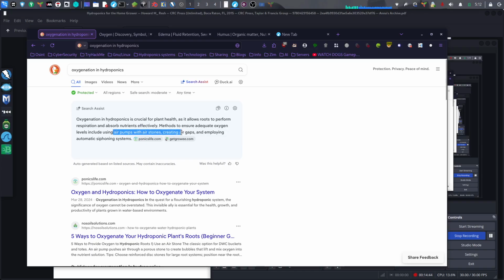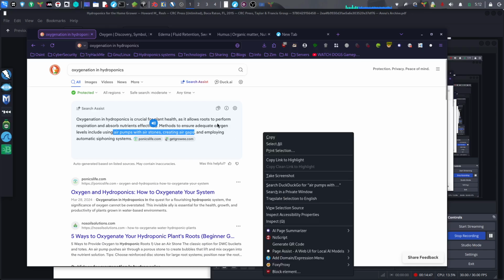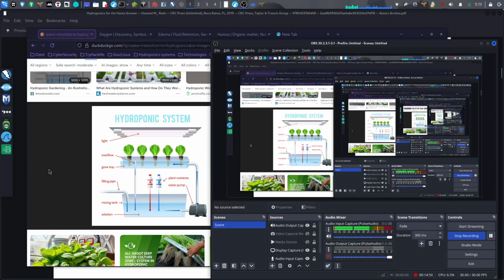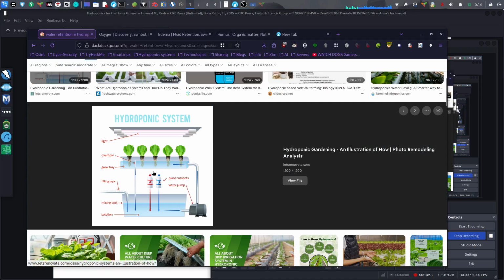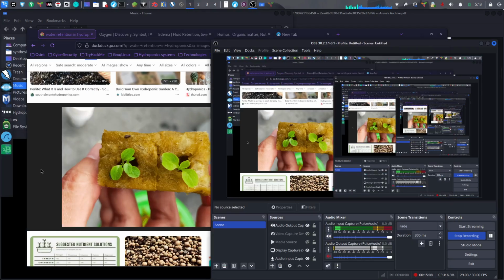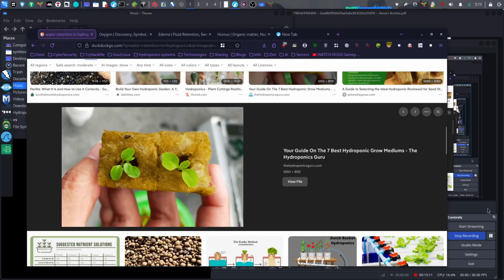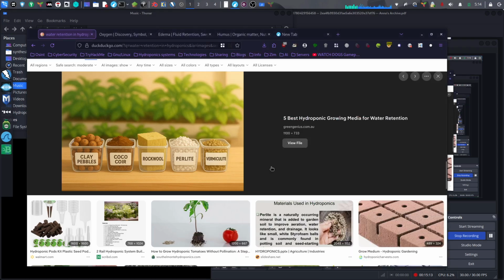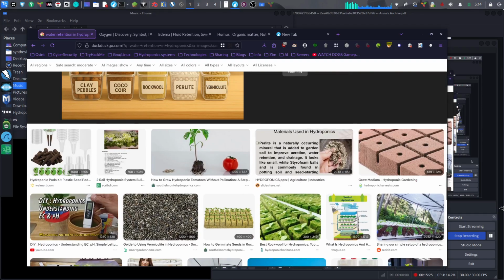This is used in hydroponics systems. How do I know? Oh yes, like this image. We mix nutrients in a tank and use a pump to flow them to the roots of the plants. We use light and some other things. Cubes. Water retention: clay pebbles, coco coir, rockwool, perlite, vermiculite. Interesting.